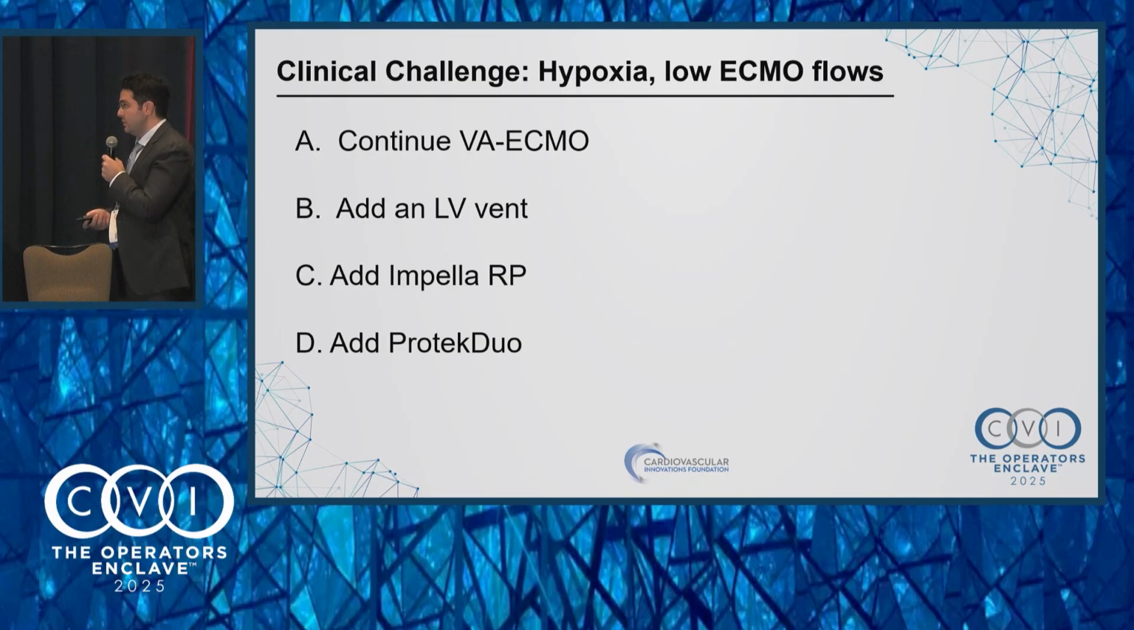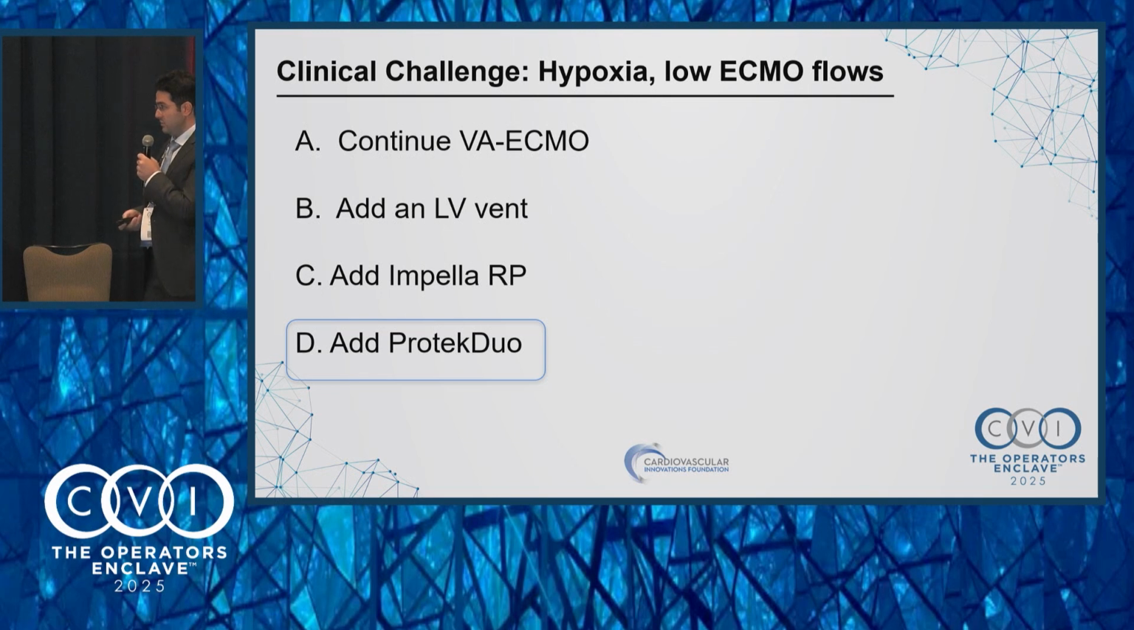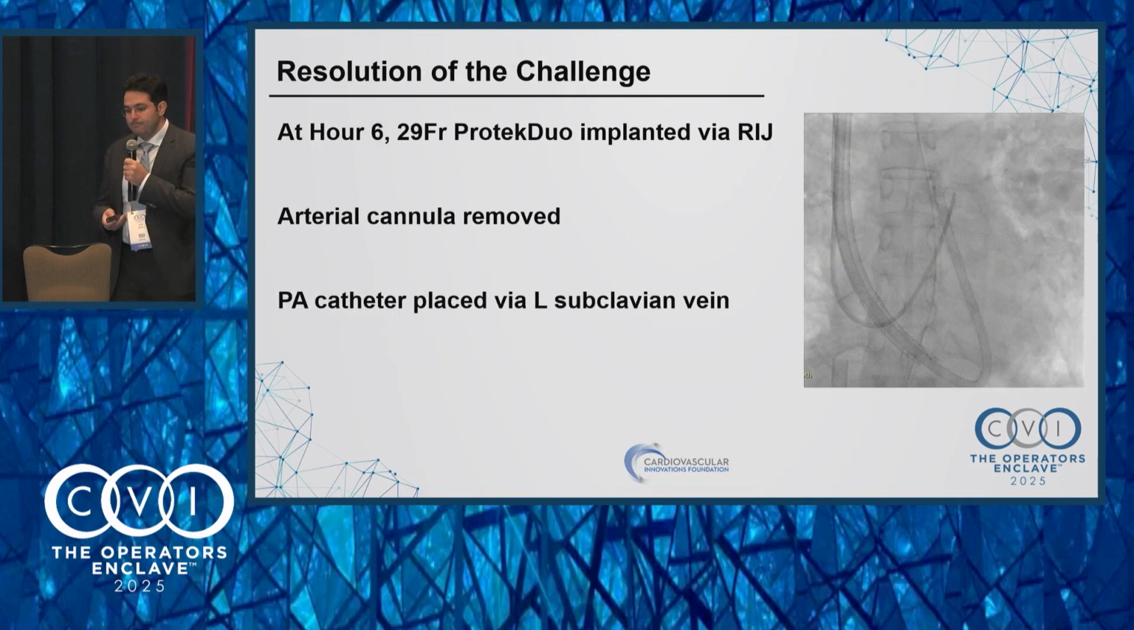Do we continue the patient on VA-ECMO? Do we add an LV vent? Do we provide support to the RV with an Impella RP or with a Protect Duo? And the decision was made to proceed with Protect Duo. And the reasoning behind that was that the patient had single arterial access on the left side. She had evidence of worsening RV function, pulmonary edema, and so we decided to go with a Protect Duo via the right IJ, providing support for the RV and with a VV-ECMO configuration.